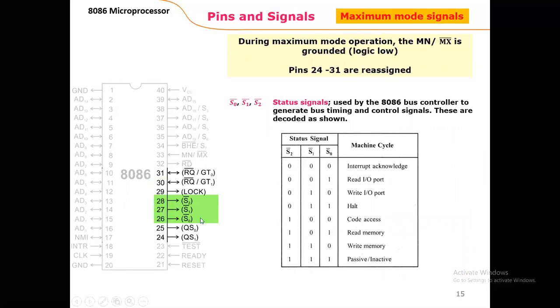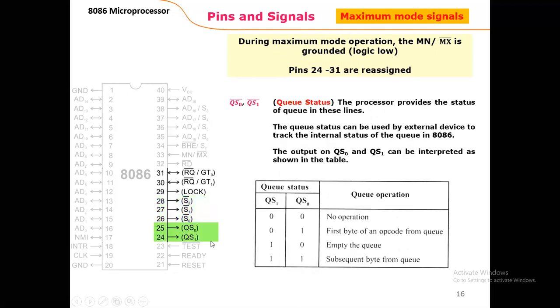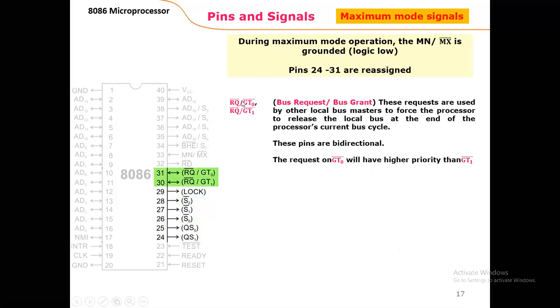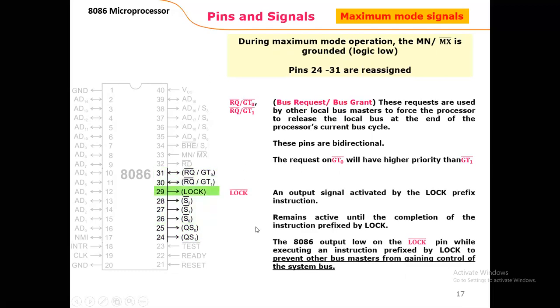This is the maximum mode. Okay, this is the status: these 3 status signals. Read, both, and triple inactive, then interrupt acknowledgement, then ready output, read output, write output, hold. Then port access, memory read, memory write, multiple functions of these three status signals. Then the queue status signals. These are the request/grant pins; all parts are discussed.